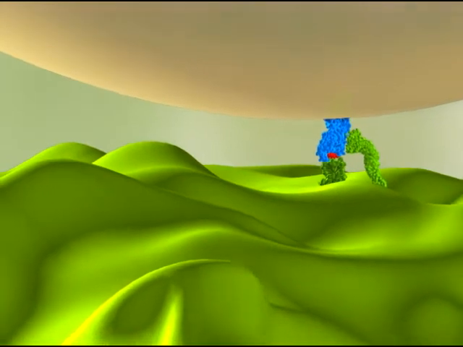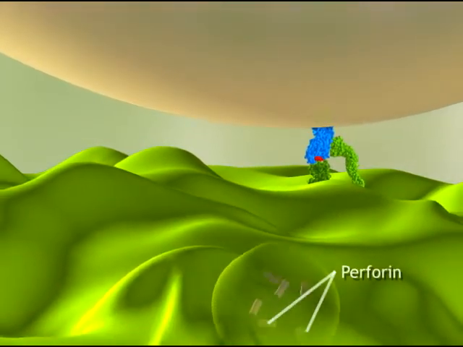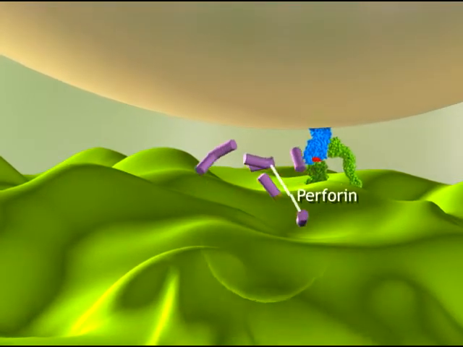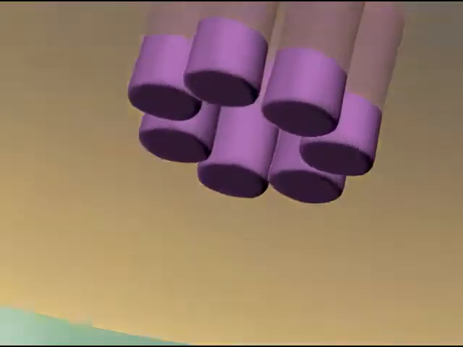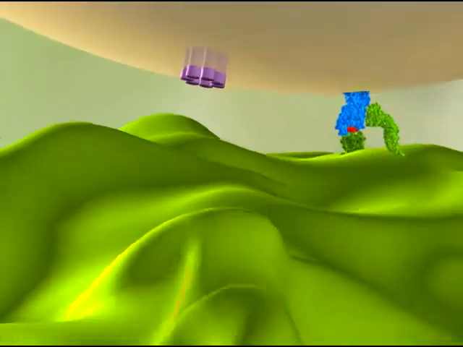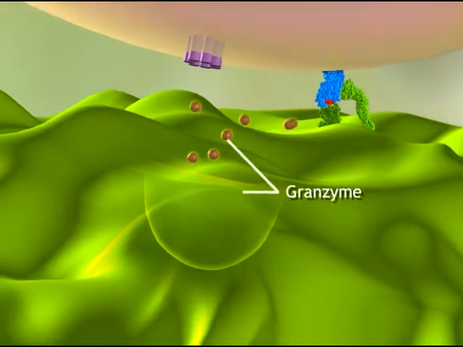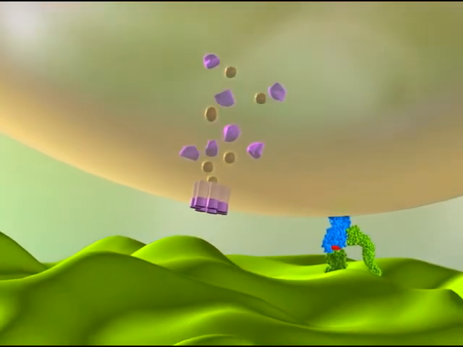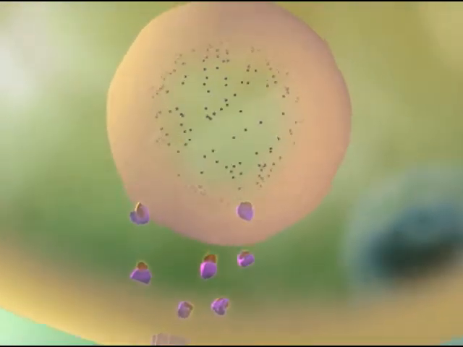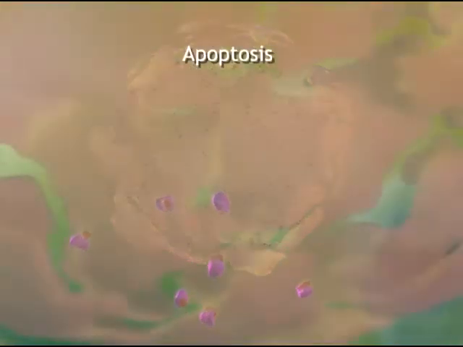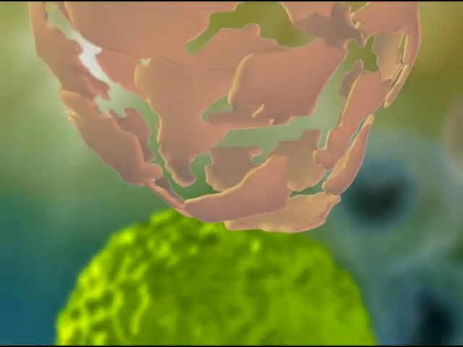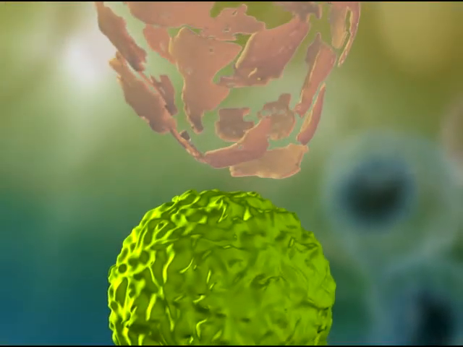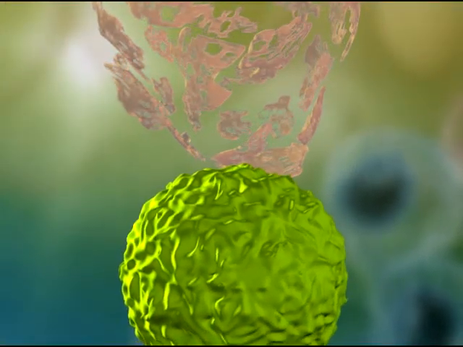The cytotoxic T cell then secretes perforin molecules, which form channels in the infected cell's membrane. Granzyme, also from the T cell, passes through the perforin channels and activates enzymes that lead to apoptosis, the programmed death of the infected cell. The cytotoxic T cell then moves on to look for another infected cell.